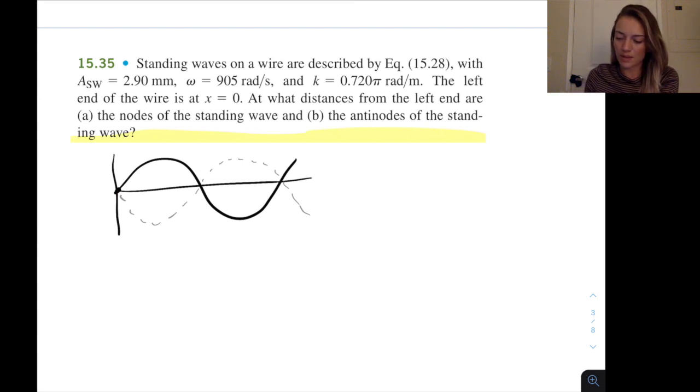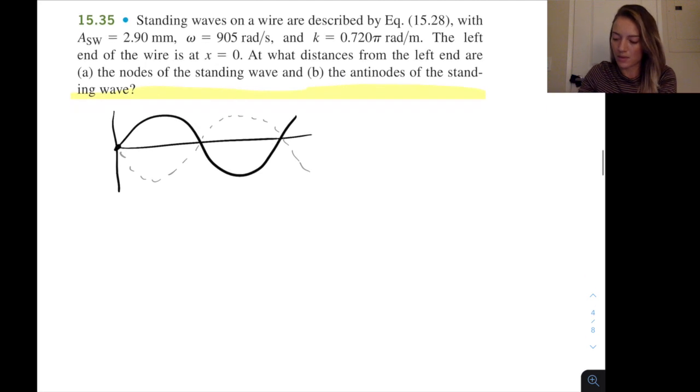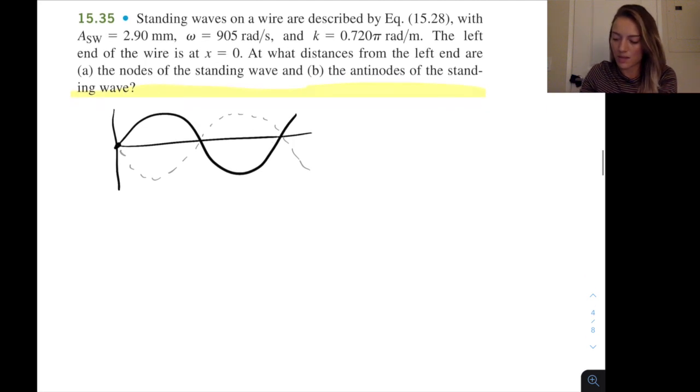So let's write down, we have our y of x, t is this amplitude, so it's 2 point, I'll just write it as the amplitude of our standing wave. So that's twice the amplitude of each individual wave that makes up the standing wave. Then we have sine kx sine omega t, and we're given omega. Okay, so we're given everything for this wave.